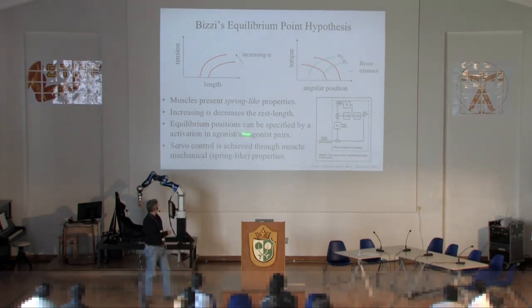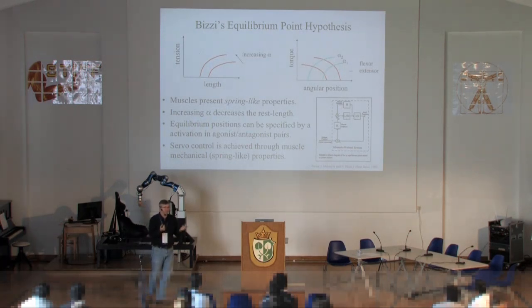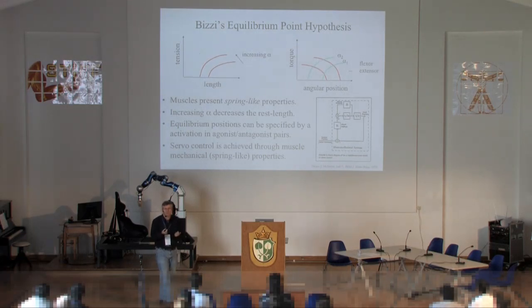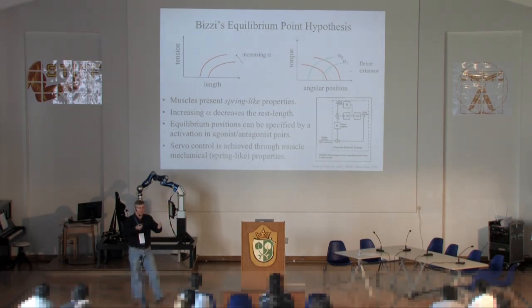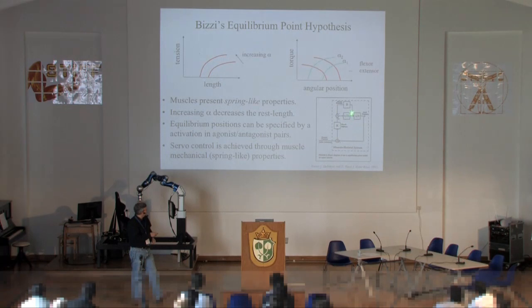And so, using that system, you can generate equilibrium positions using these antagonistic pairs, and you can get the servo-like properties without any servo, without any feedback, without any neural feedback about what the length of the muscle is. You can still set up a mechanical system that has an equilibrium somewhere between the rest lengths of the two different muscles.